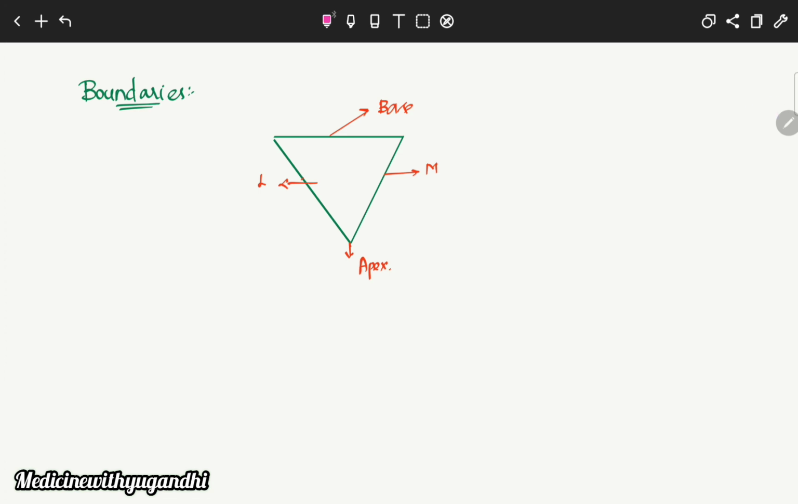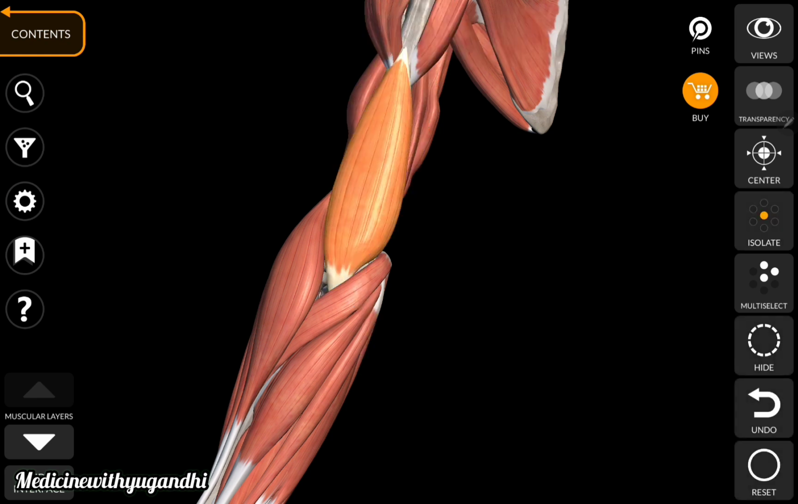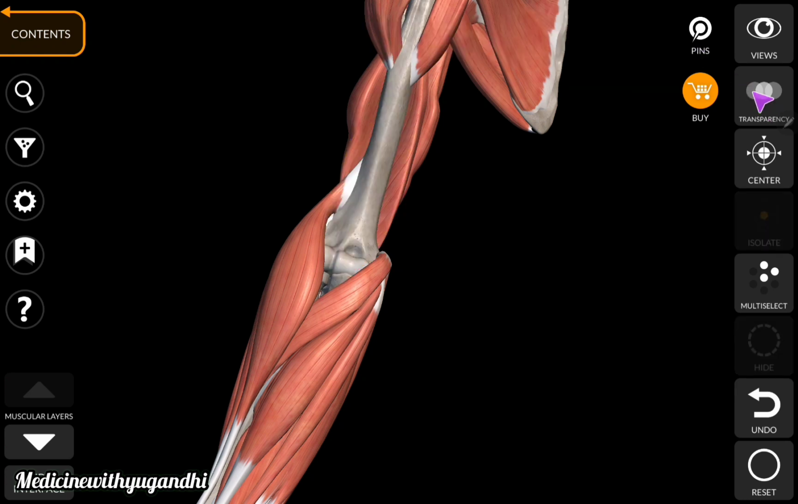If we take a look at the three-dimensional view, we could see that it has a floor and a roof. Let us see one by one what are all the structures that are forming the boundaries of the cubital fossa. So this is the 3D view of the upper limb on the right side. For my convenience, I am just removing some structures. See this triangular space. This is called the cubital fossa. Let us see the boundaries one by one.